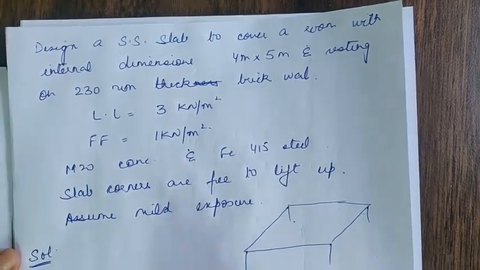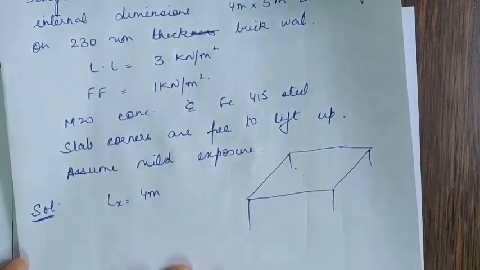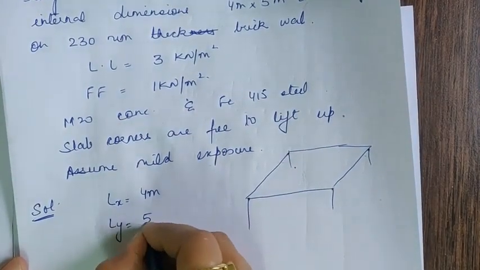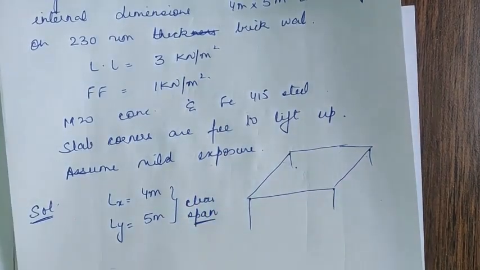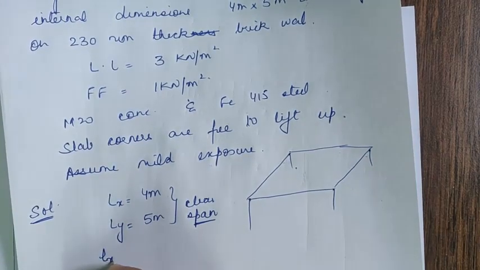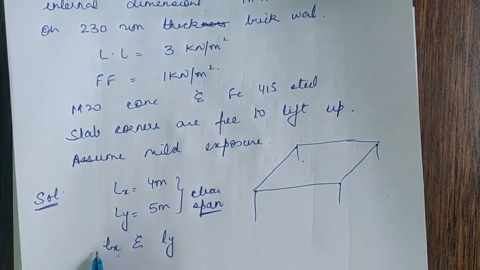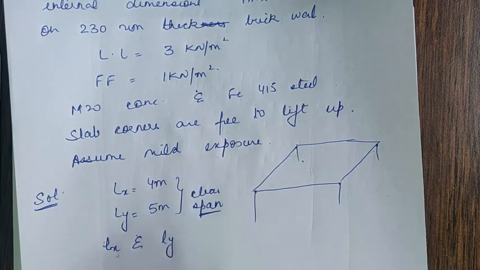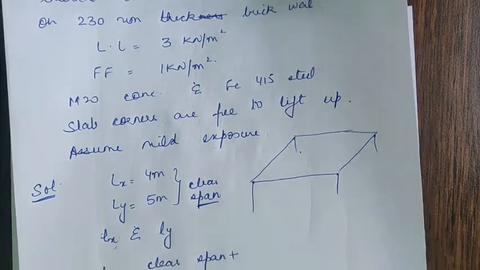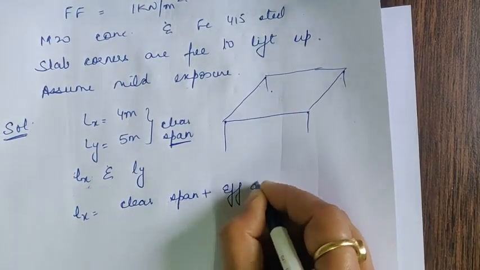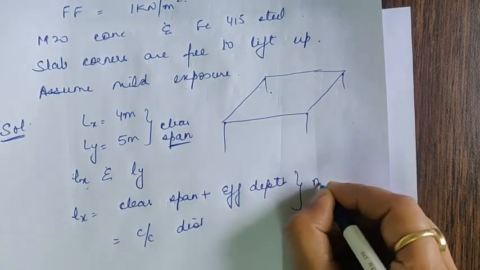Now in this question, Lx is the shorter span given to be 4 meters. Ly is given to be 5 meters, but both are given as clear spans. Now for doing any calculation, we need to find out how much is Lx and Ly. Let us say we are talking about Lx. It is the effective span, and we know the clause for effective span is clear span plus effective depth, or center to center distance, minimum of the two values.